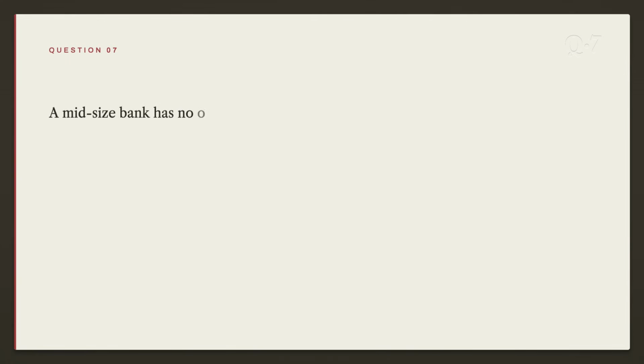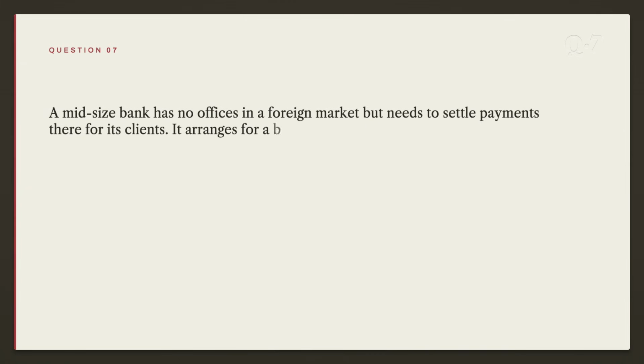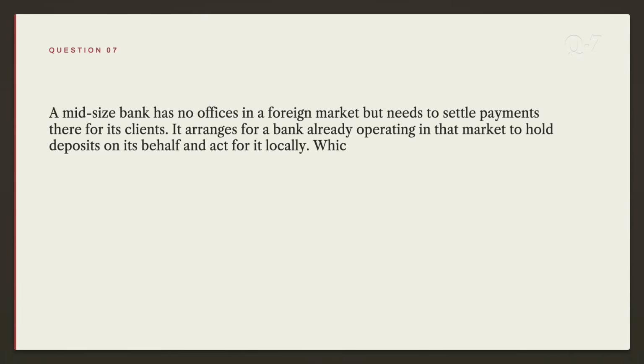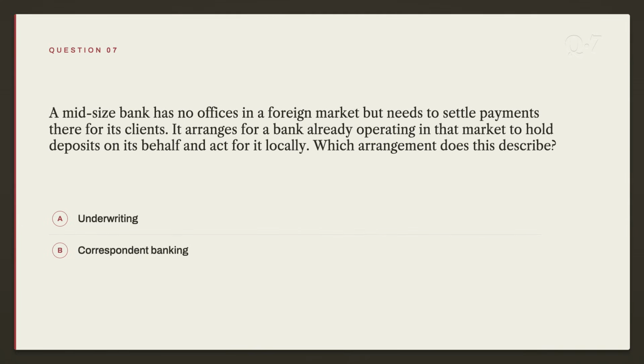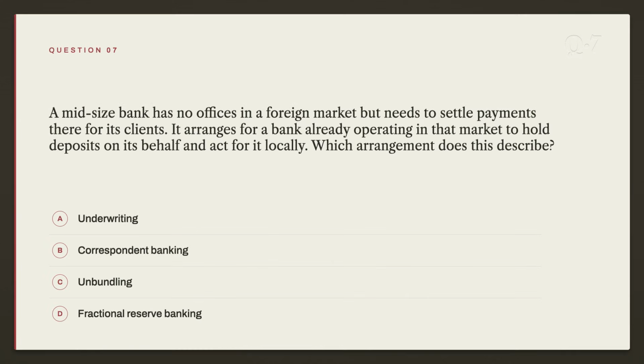Question 7. A mid-sized bank has no offices in a foreign market but needs to settle payments there for its clients. It arranges for a bank already operating in that market to hold deposits on its behalf and act for it locally. Which arrangement does this describe? Your options are A. Underwriting, B. Correspondent banking, C. Unbundling, D. Fractional reserve banking. Don't overthink it. Which one feels right?